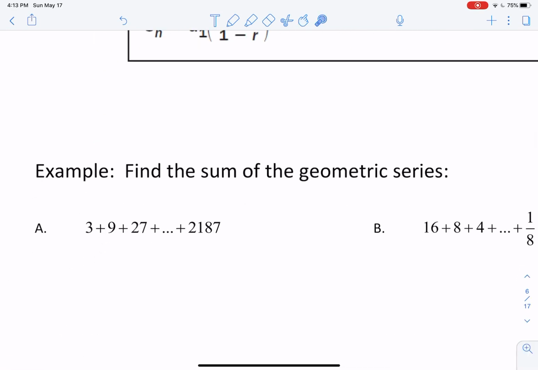Also keep in mind here, it does say find the sum of the geometric series, but make sure you recognize how to identify that it's geometric. You can see that multiplication is happening between our terms. So like 3 times 3 is 9, 9 times 3 is 27, and so on. So that gives it away that it's geometric.